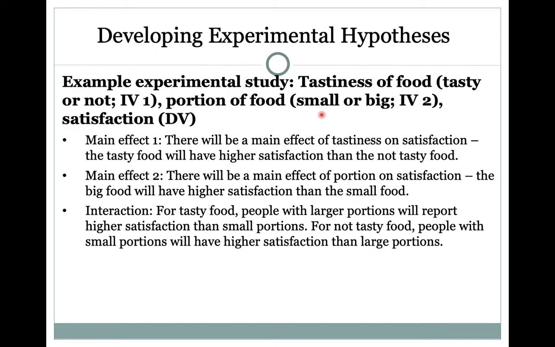Again, comparing the two levels of the IV. And then lastly, for the interaction, this is the exact thing copied from the last slide. For tasty food, people with larger portions will report higher satisfaction than small portions. For not tasty food, people with small portions will have higher satisfaction than large portions.